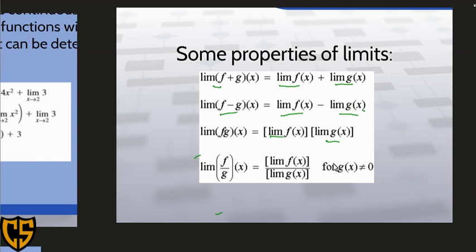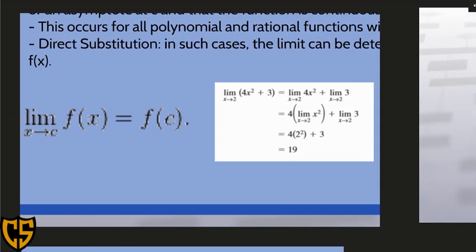Next, for division, we just need to find the individual limits, provided that our denominator is not equal to 0. Because as I have said, we will yield an indeterminate answer if we have 0 in the denominator. Okay, let's proceed.